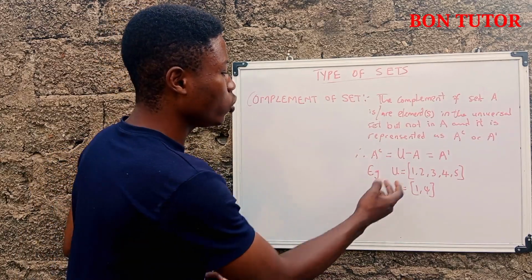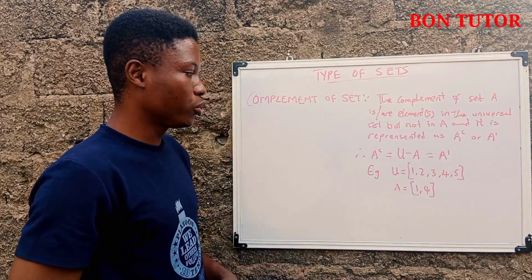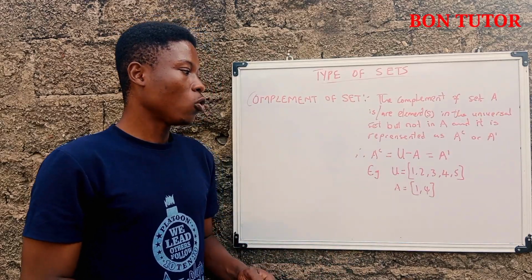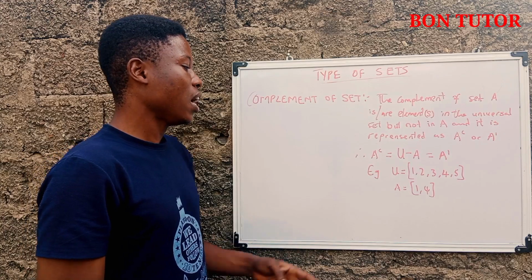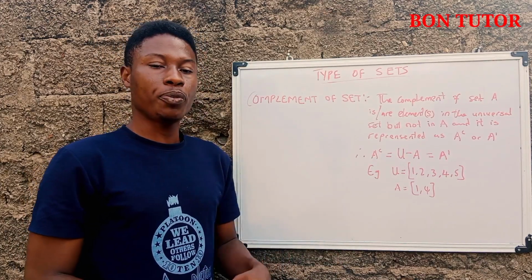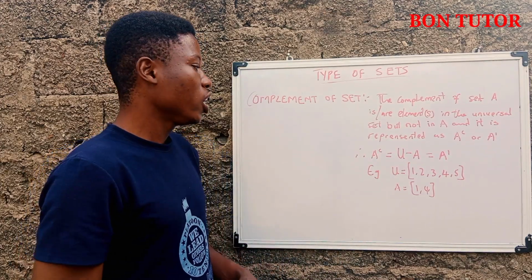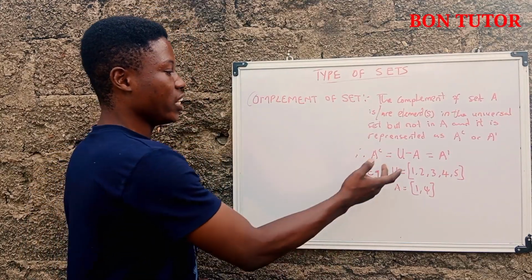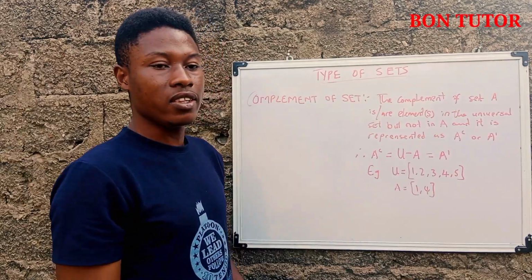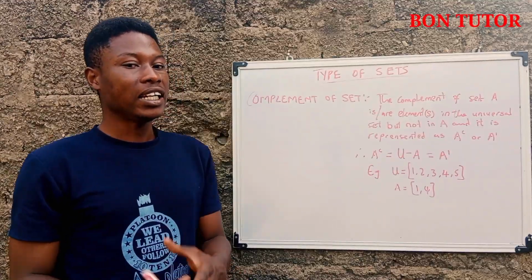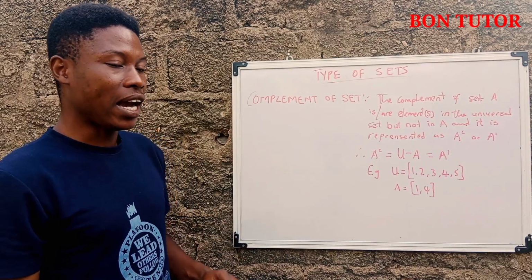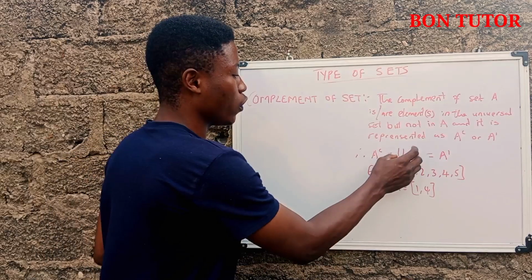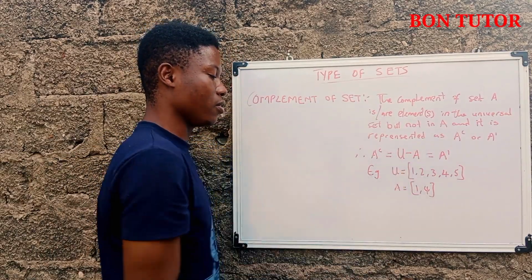We say U is equal to {1, 2, 3, 4, 5}, and we have A equal to {1, 4}. If you are looking for the complement of A, which I've given you the formula for here, it's U minus A, that is the difference between the universal set and the set A. And I reminded you earlier that when we are looking for the difference, we are looking for the values you can find in the first set but you cannot find in the second set.